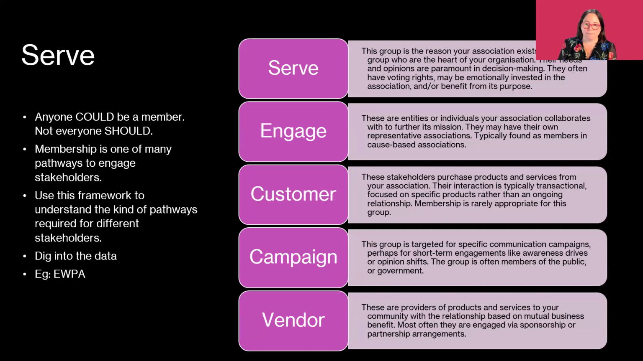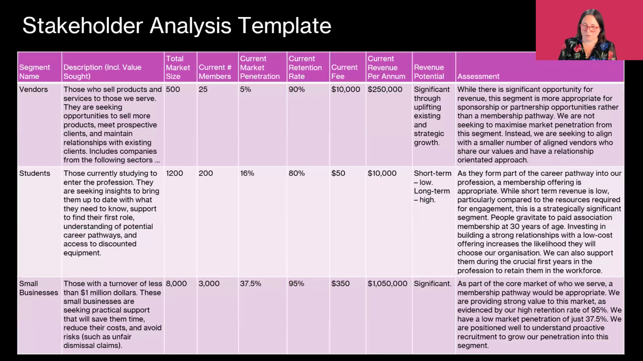Now, I've put here, and I'm not going to go through it because we don't have enough time, but there is a really easy way, and this is in the white paper, to go through a template where you can understand, for each segment, what kind of value do they seek? What's the market size? How many members do we currently have there? What's our current market penetration? For those people who are members, what's our retention rate? What's the fee? How much is it worth to us per annum? And what's the potential?